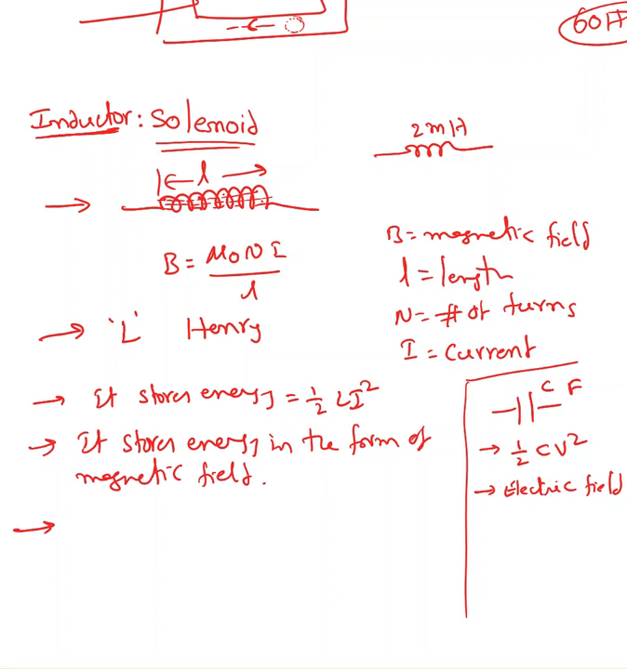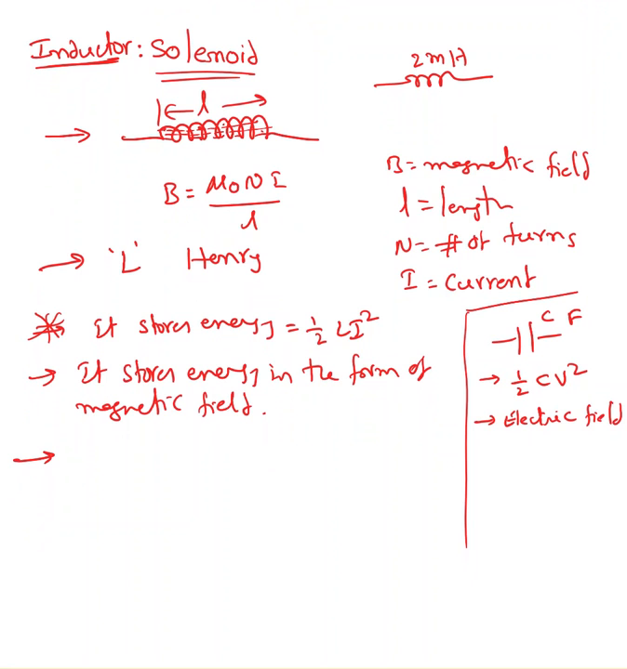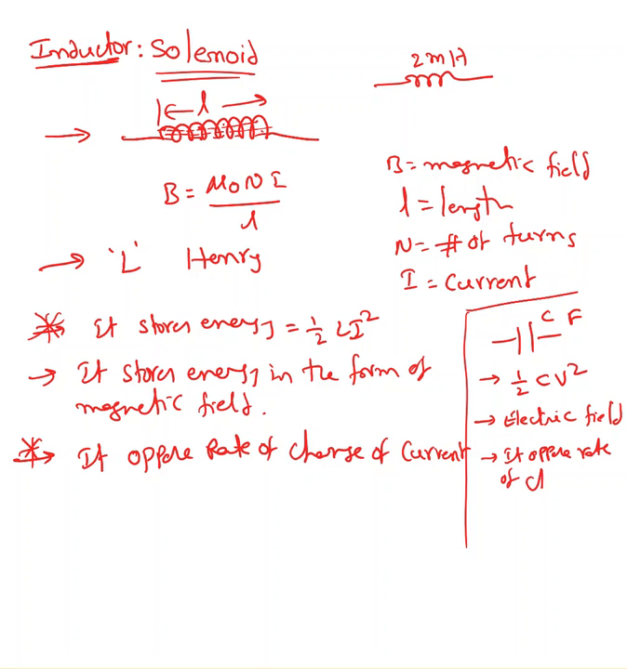Now another important property, and this is a really important one. Inductor opposes rate of change of current. So it does not allow sudden change in current. That's another important property. If you remember, capacitor opposes rate of change of voltage. So I'm just comparing inductor and capacitor.